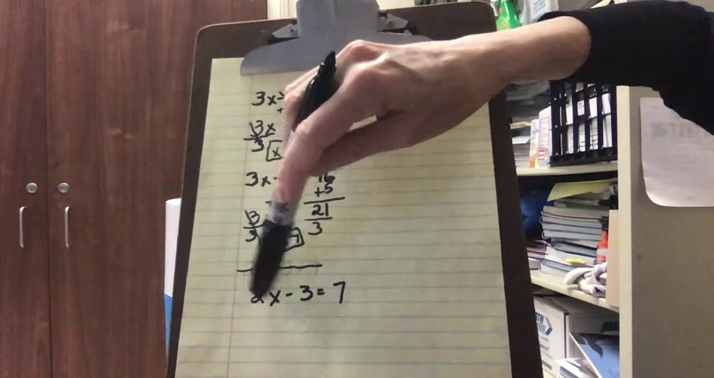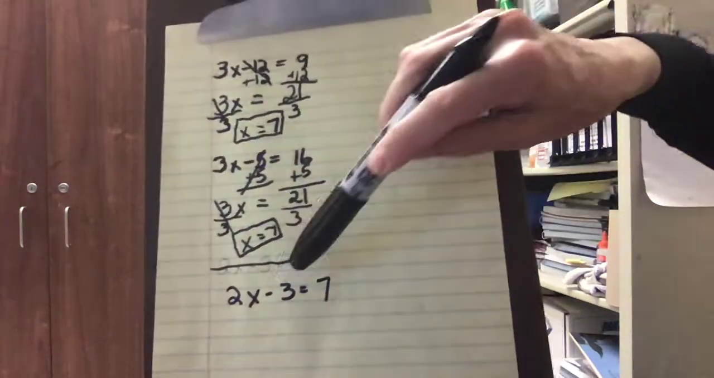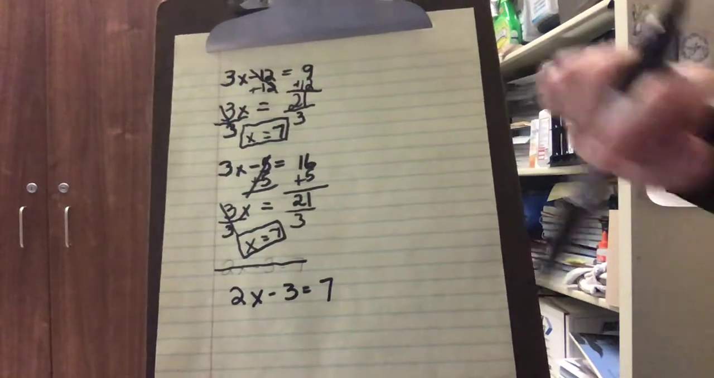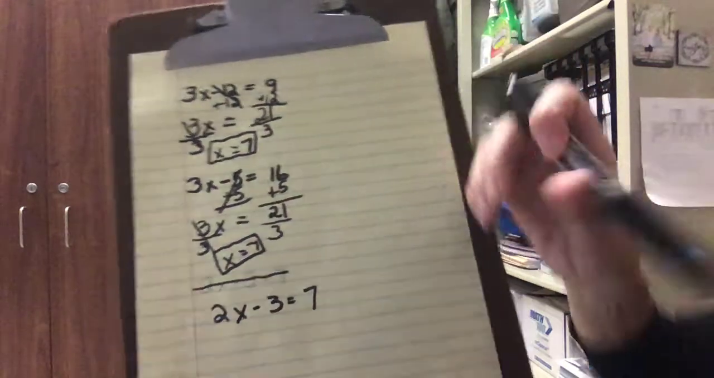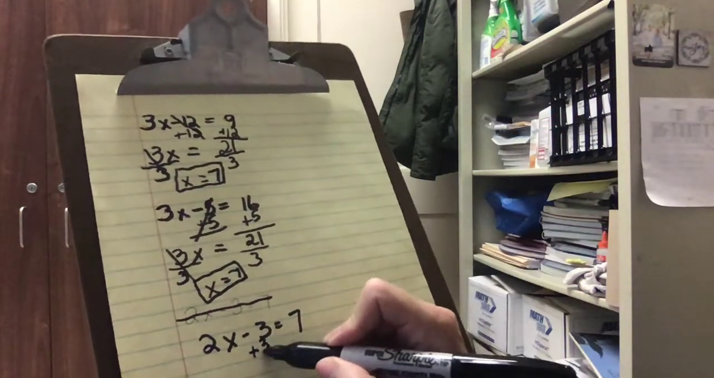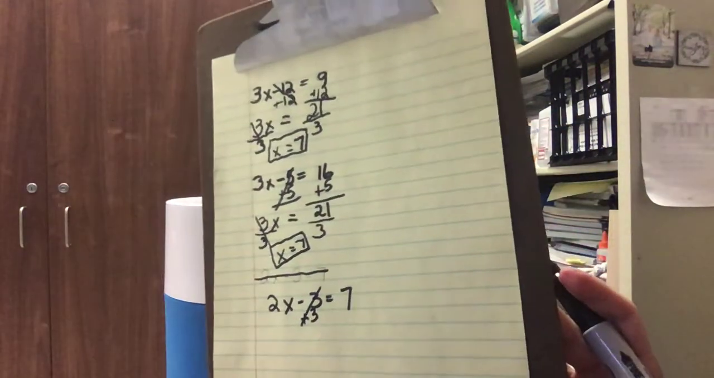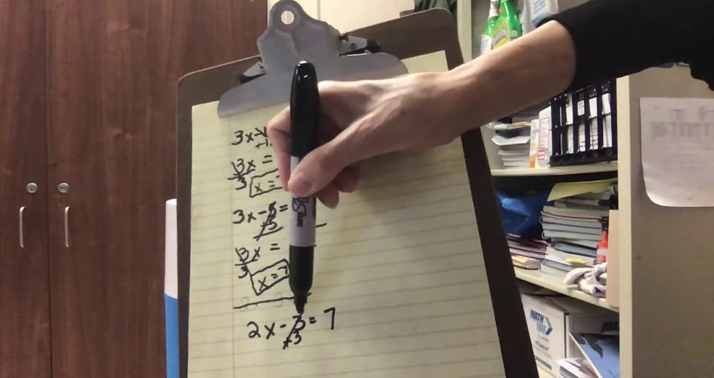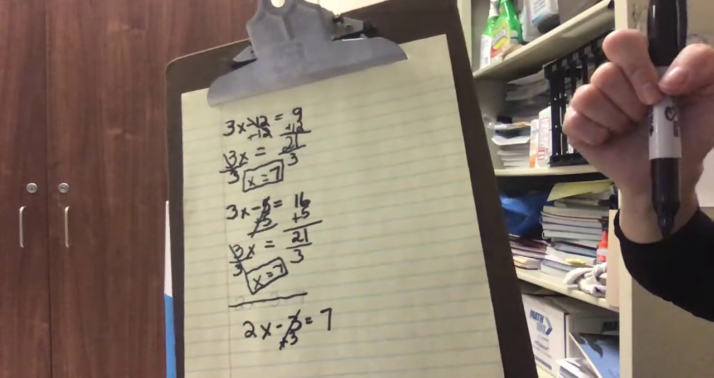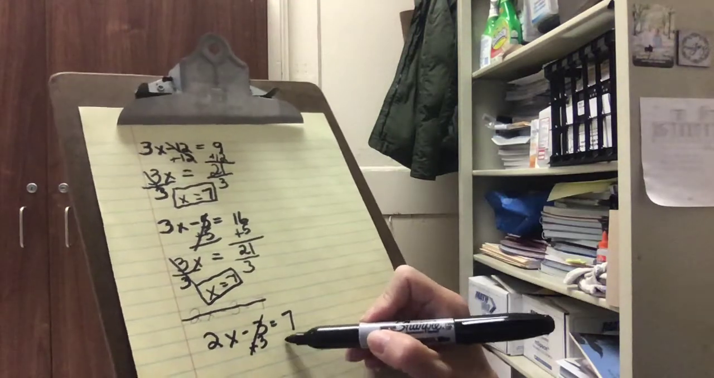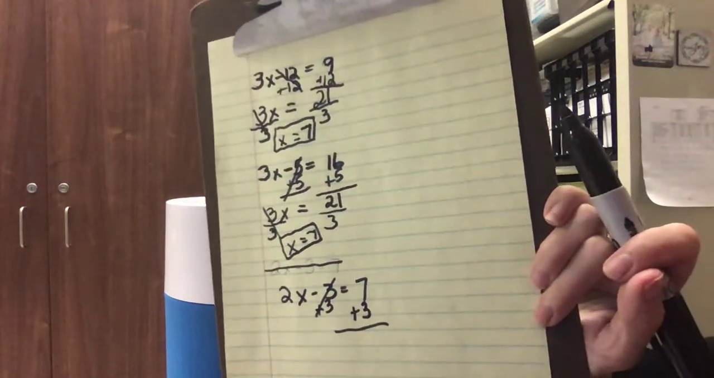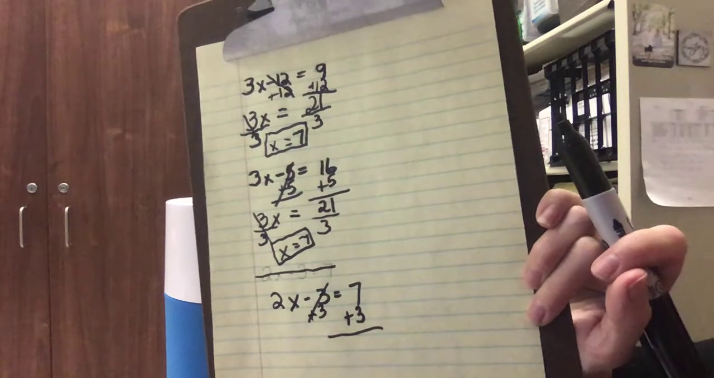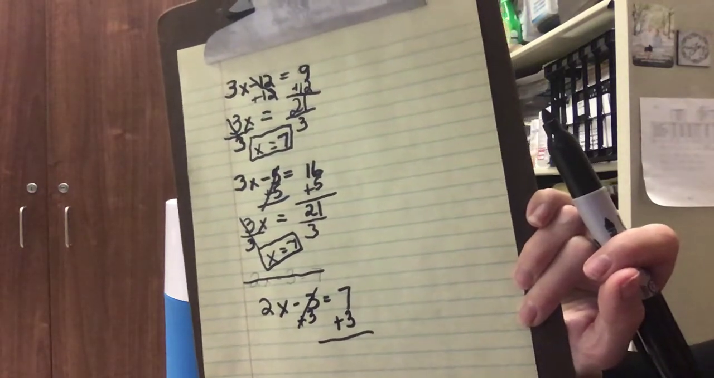You have to get the 2x alone. In order to do that, you have to get rid of that negative 3. To get rid of the negative 3, you're going to do the opposite of negative 3, which is positive 3. And that crosses that out. And what you do to one side of the equal sign, you do to the other. So you're going to put positive 3 there. Okay, and now you have an addition problem. You have 7 plus 3. And of course you know 7 plus 3 is 10.